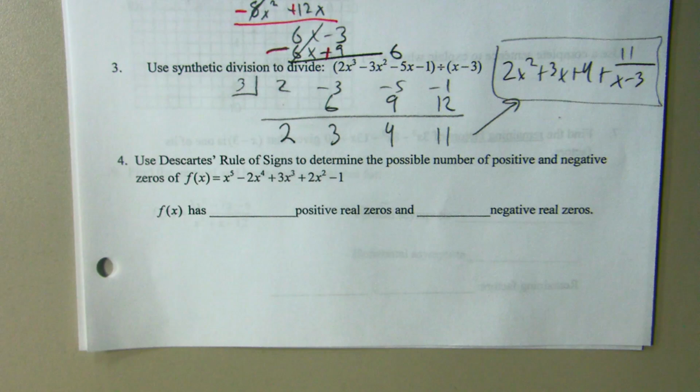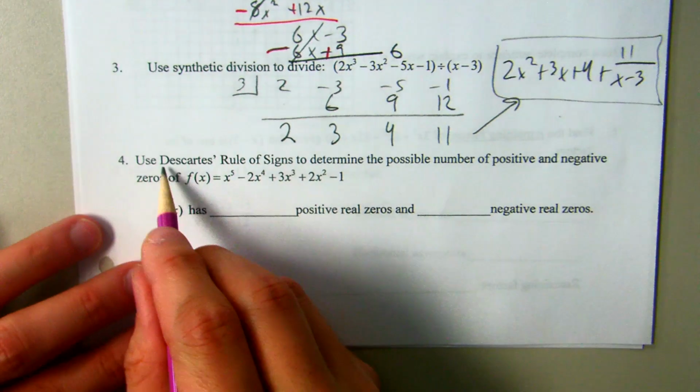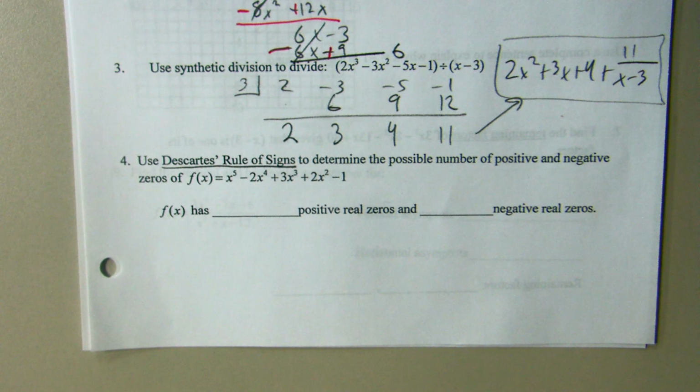Alright, on to question 4, Descartes' rule of signs. And this is probably the one that's going to vary whether you saw this or not last year. It's not a hard topic, but it also is not all that useful. It does give us some new information. It's just that we don't need it very often.